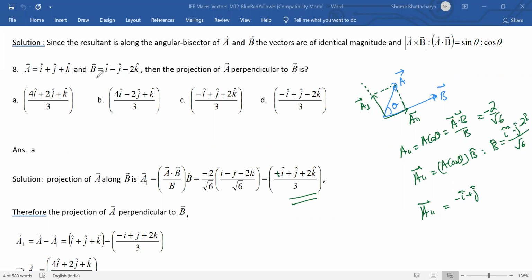So anyway, let's just check this out. So A dot B, how much is it coming? 1 into 1. Okay. Minus 1 minus 2. So that's minus 2. Okay. So that's correct. Mod B we've just seen 1 plus 1 plus 4. So that's root 6. So this is also correct. And B cap is the vector B, that is i minus j minus 2k divided by its magnitude. Okay. So this is also correct.